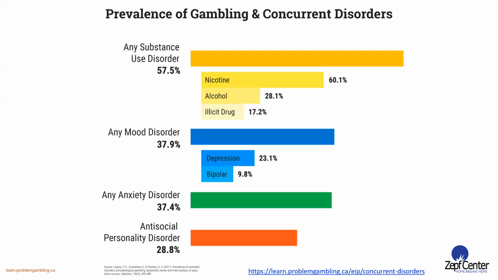Here's another chart just to show you some data backed up by this, the prevalence of gambling in these concurrent disorders. And so in any substance use disorder, there's a 57.5% chance that you're going to be affected by gambling as well. It's very high in nicotine, alcohol, and illicit drugs. When we're looking at symptoms of mood disorders like depression or bipolar, there is some co-occurring, 23.1% and 9.8%, and also with anxiety disorder and antisocial personality disorder. And the link is below here if you want to learn more about these co-occurring statistics.